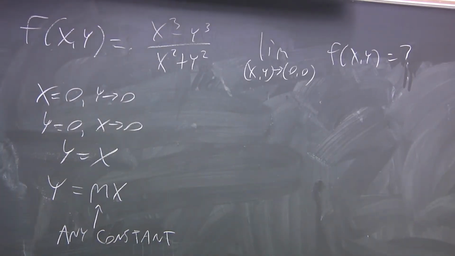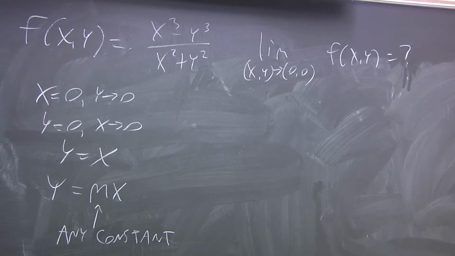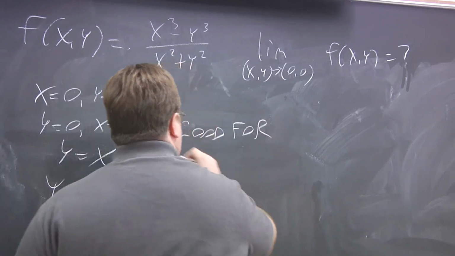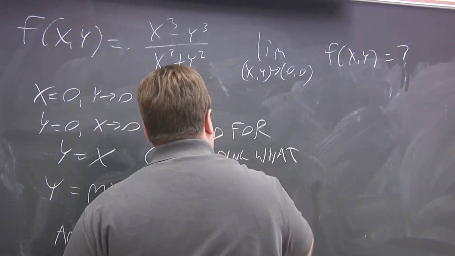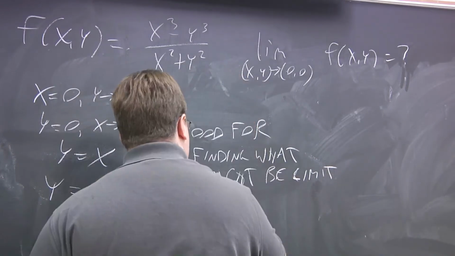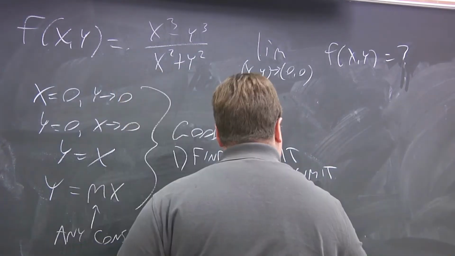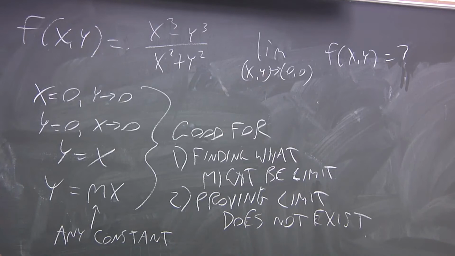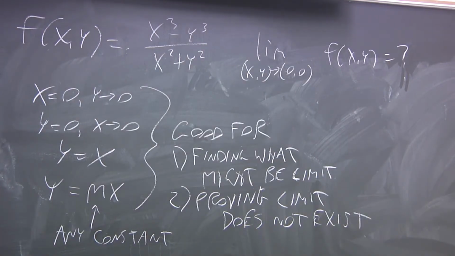Now, these approaches have one thing in common that's important to keep in mind. They're good for two purposes: finding what might be the limit, like getting a candidate value, or proving that the limit does not exist. Trying these strategies could show that you get different values, or maybe that the function goes to infinity as (x, y) approaches (0, 0). So none of these prove conclusively what the limit is, but it is a good way to bring a problem to a conclusion, and that's all we really care about, isn't it?